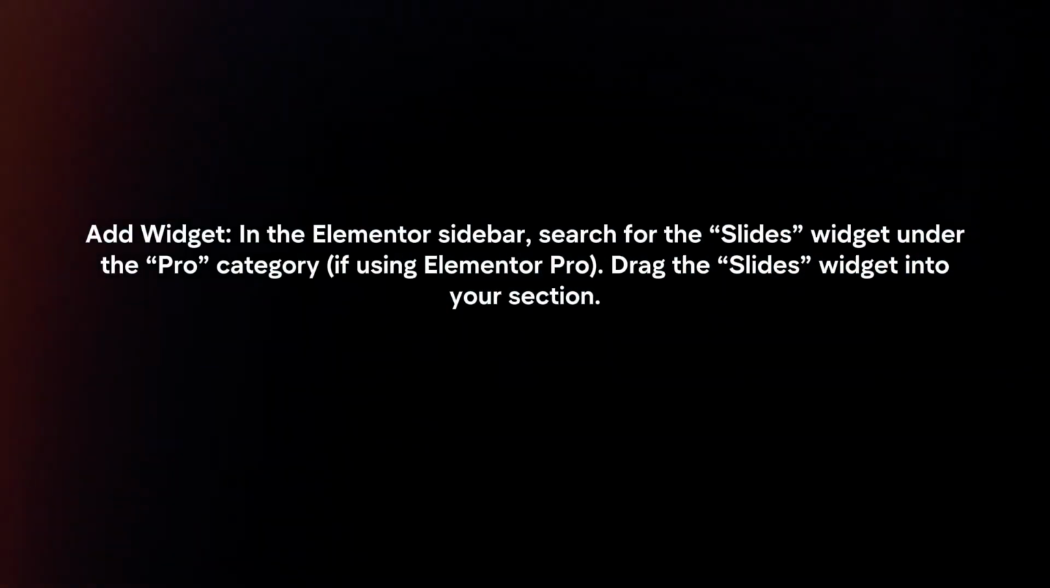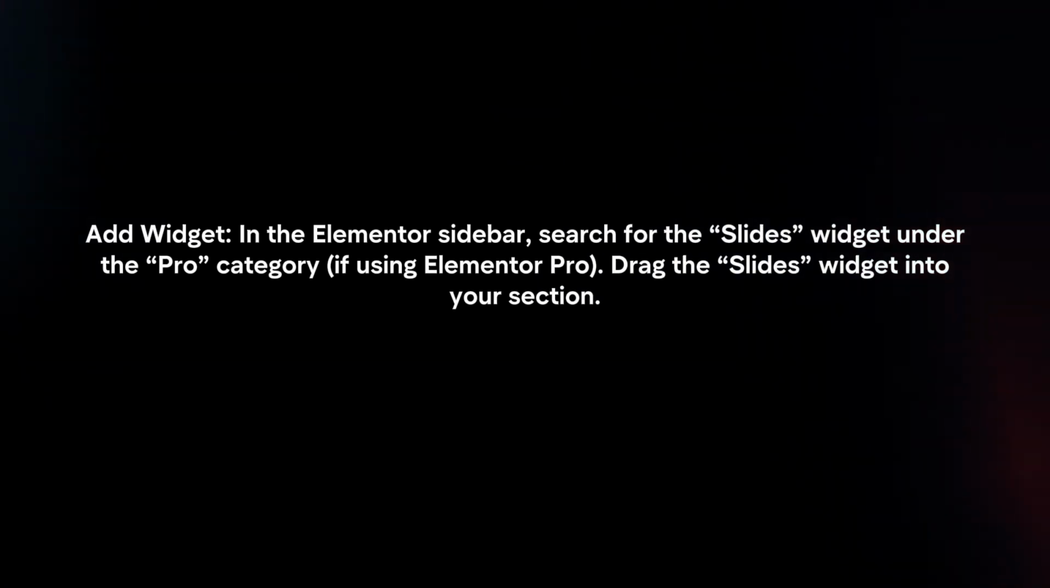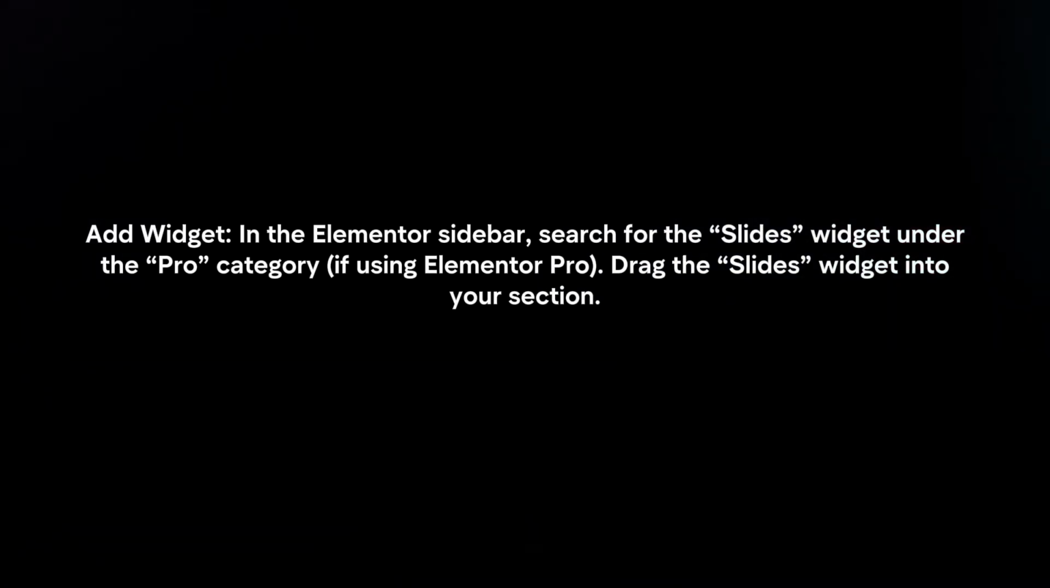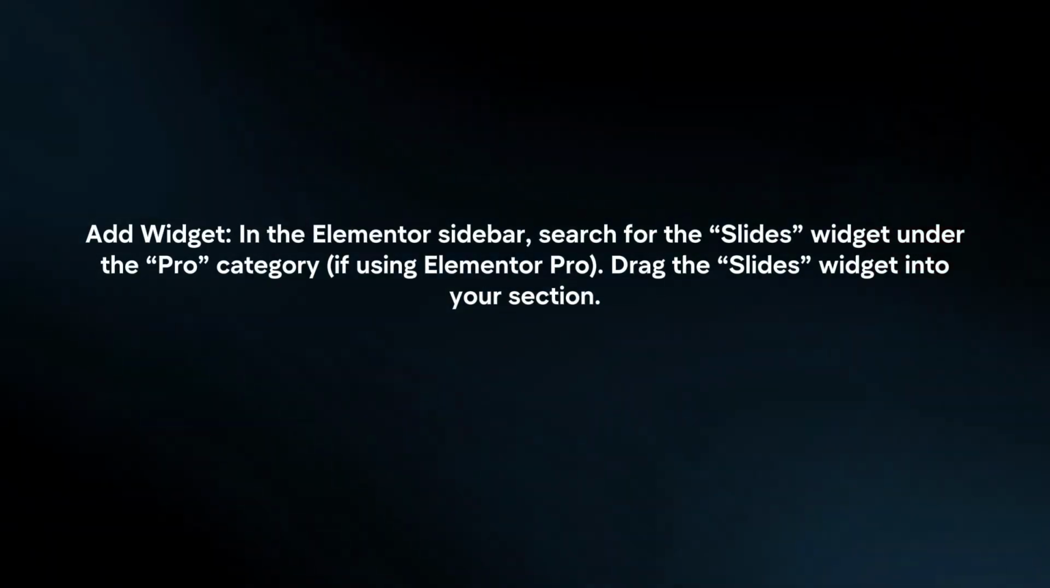Add widget. In the Elementor sidebar, search for the Slides widget under the Pro category. Drag the Slides widget into your section.